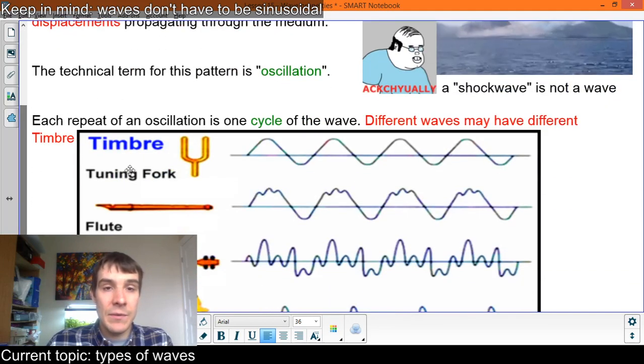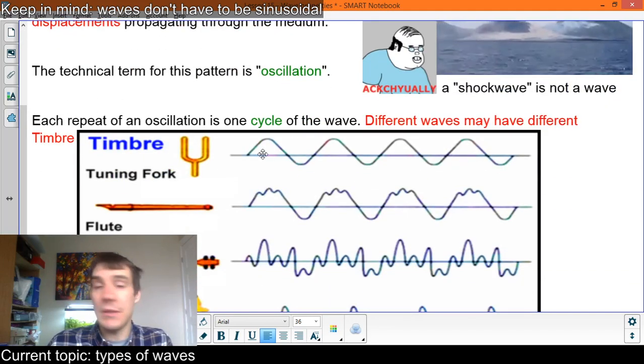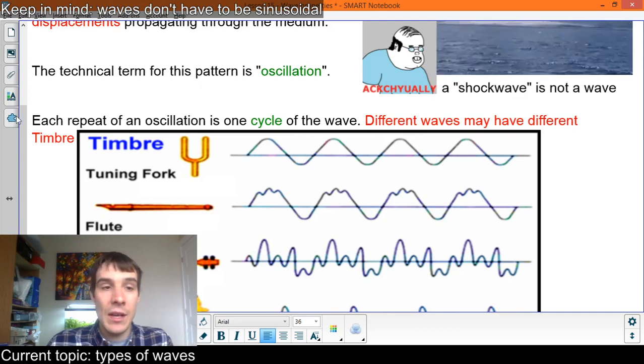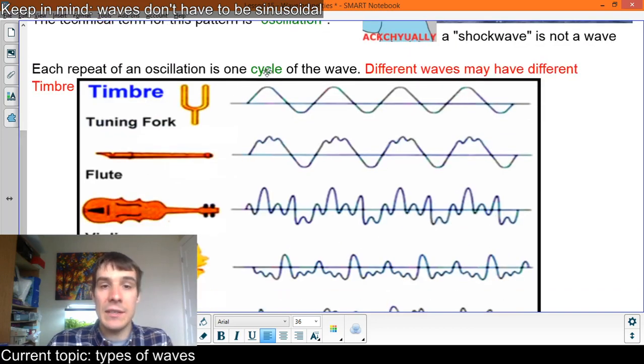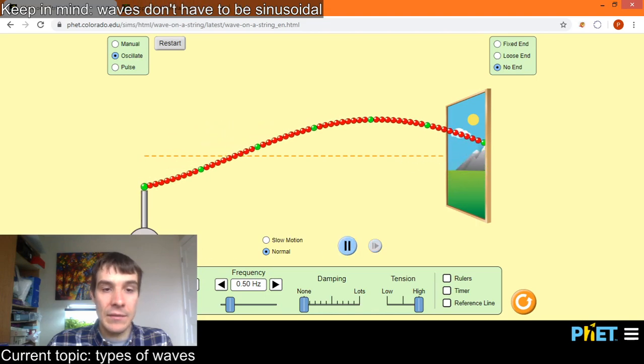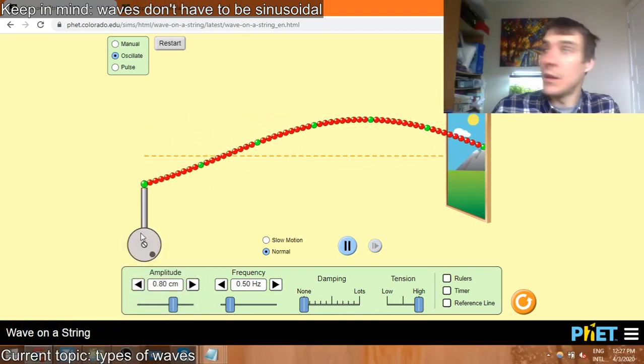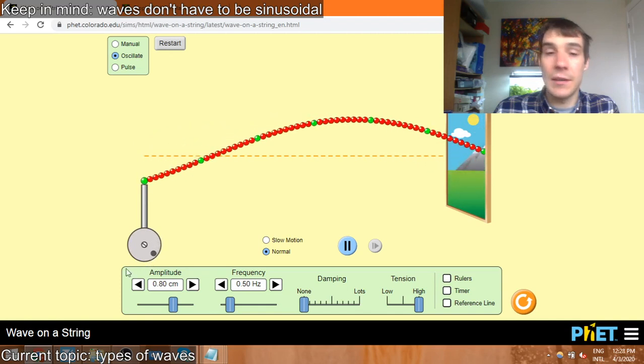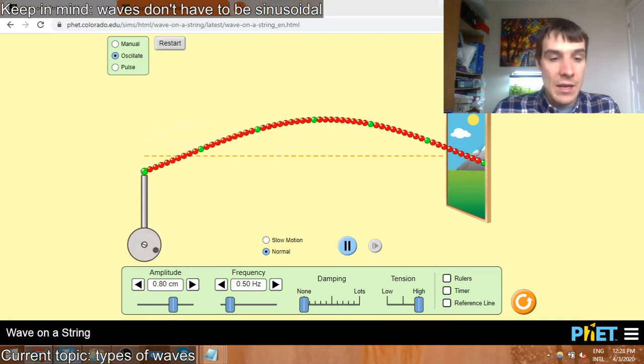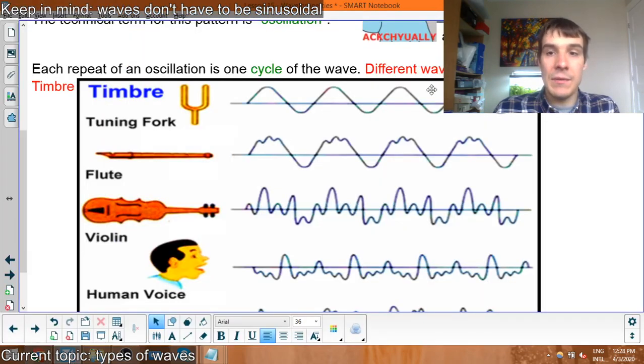A technical term for going back and forth around a set point is oscillation, and each repeat is called one cycle, coming from the fact that it can be created by something moving in a circle. So you can imagine this is just pushing a rod up and down. So a cycle is one circle, one cycle of this.